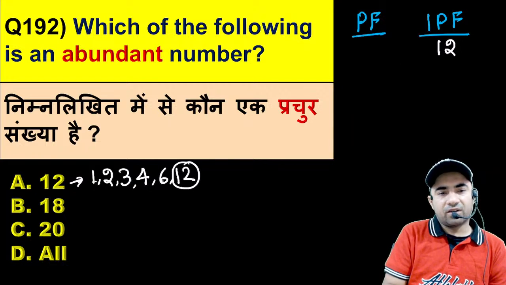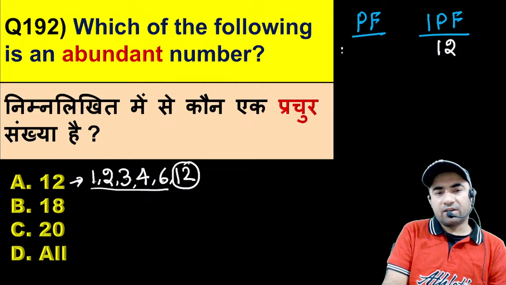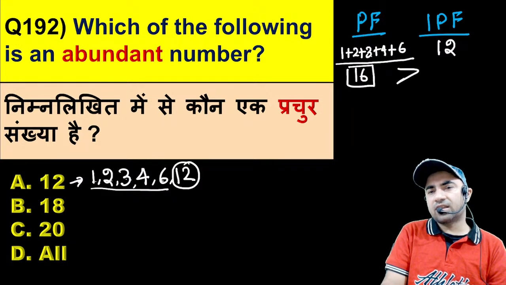Now 1, 2, 3, 4 and 6 are the proper factors of 12. So the proper factors of 12 are 1 plus 2 plus 3 plus 4 plus 6. If you take the sum of these proper factors, the sum would be 16. The sum of all the proper factors is greater than the number.